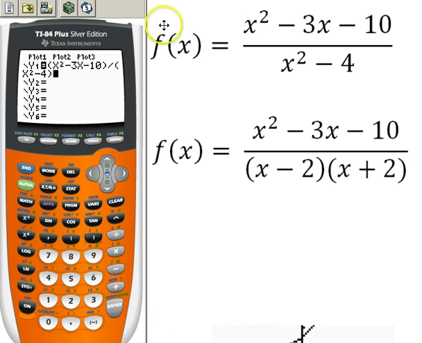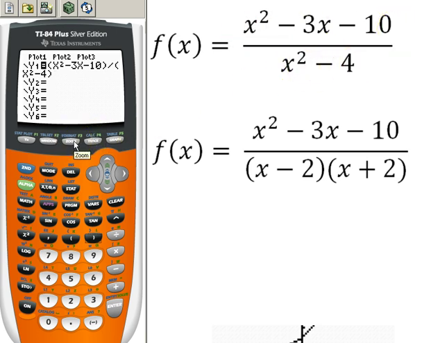Now the reason for the parentheses is you always do division before addition and subtraction. So if I didn't have my parentheses, the calculator would think that I wanted to do a division of negative 10 divided by x squared in the middle, when really I want to take this whole function divided by this entire function. That's why I need the parentheses.